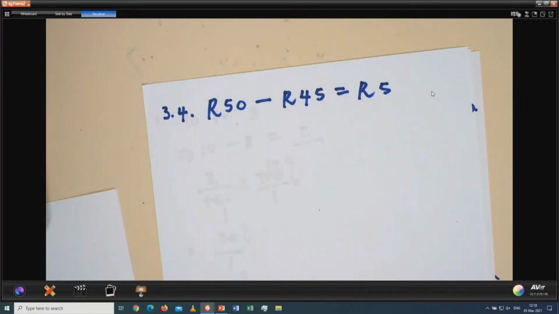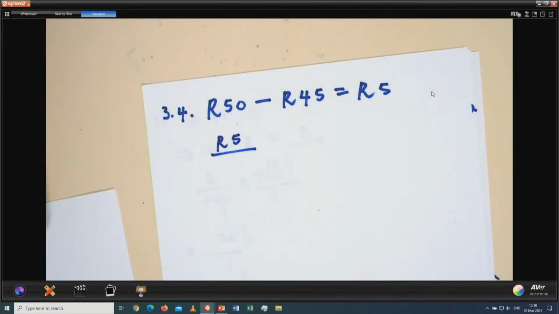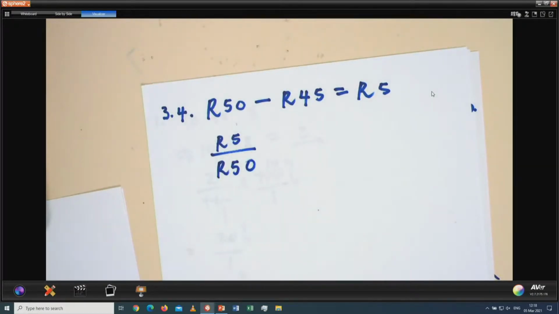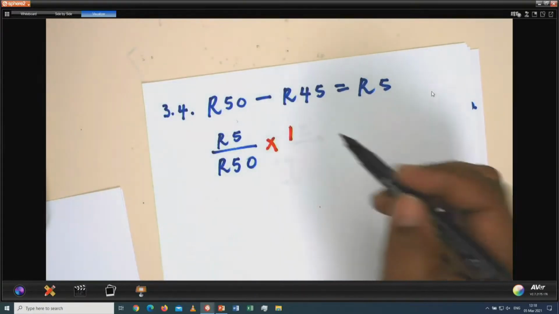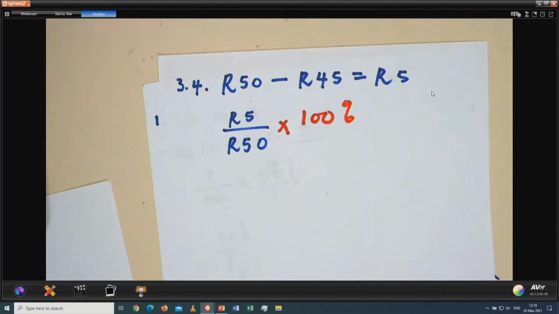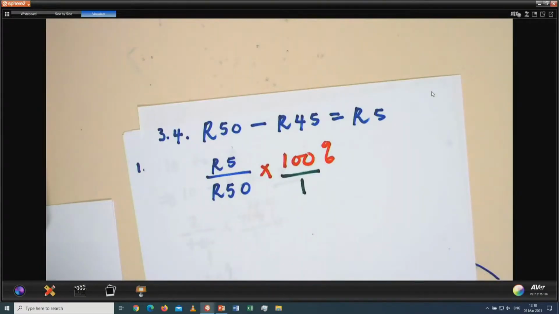Then now, we want that percentage decrease. What is it that we are going to do? We will say the difference, that is the 5 Rand, divided by the original price of that cinema ticket. It was originally 50 Rand. Then we divide it by 50, and because now we want the percentage, that's when we introduce the multiplying by 100%. But now we said that 100% will have to be divided by 1. We just convert the 100 whole number into a fraction.